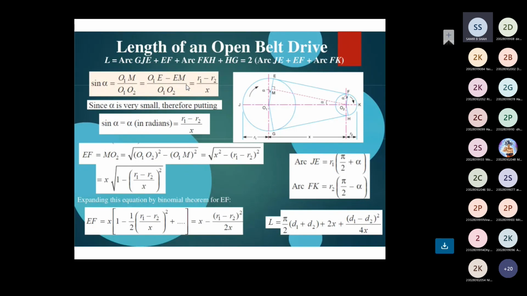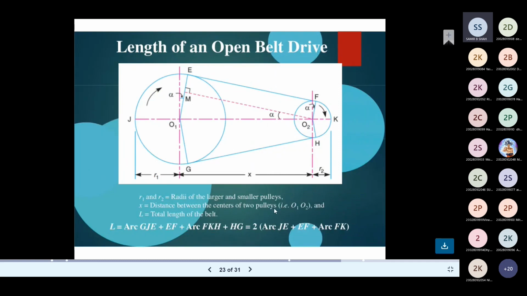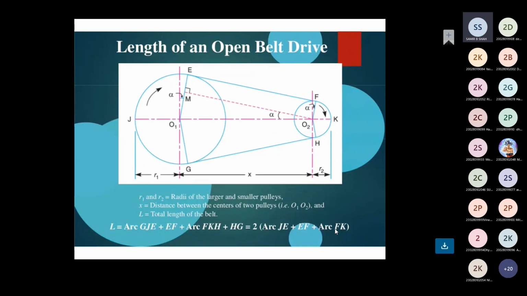Now see here, what do we have to find? Arc JE, EF, and arc FK. So now let's talk about them one by one.